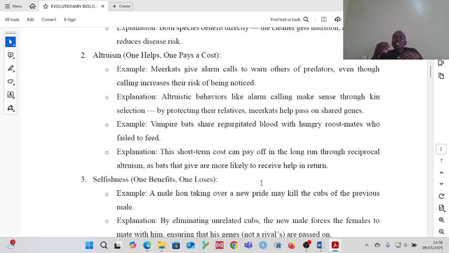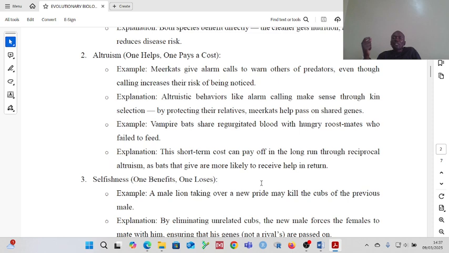But now it helps others because the others are warned of the presence of predators. So in that case, it is helping others, but it is likely to pay a cost because of the help that it has offered to others. So that is altruism. Altruistic behaviors include, for example, alarm calling, so that you sensitize your kin that there is danger in the vicinity.